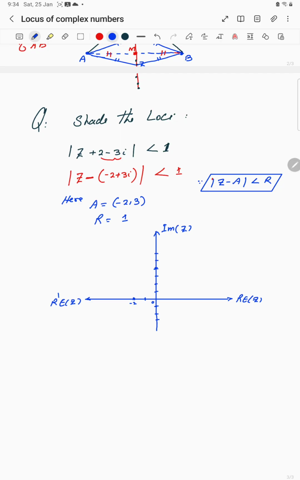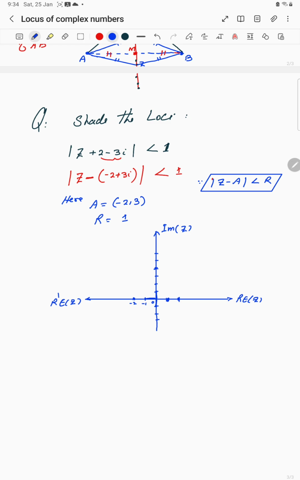Guys, one very important point you need to keep in mind: the spacing along the x-axis and y-axis must be the same. This space must equal this space and this space. In order to draw an accurate shape, you must keep the same scale on both the vertical and horizontal axes.